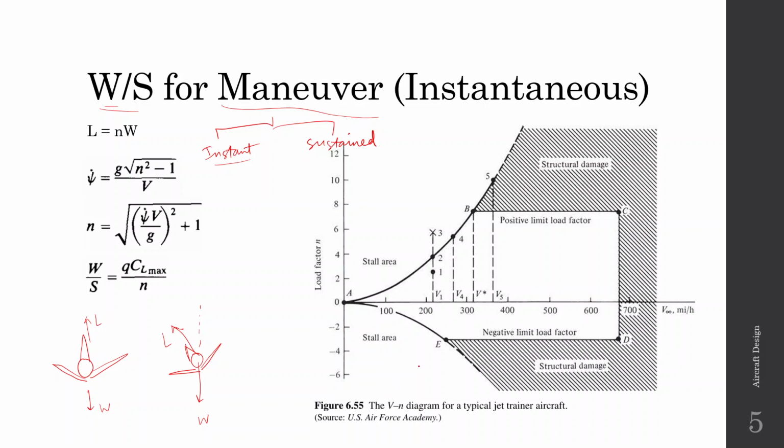Here this diagram is called a VN diagram, and you have learned about this in the performance course. On the y-axis you have the load factor N, and on the x-axis you have the velocity V. This solid line over here shows the maximum possible turn rate at any specified velocity. Okay, sorry, not the turn rate, the maximum possible load factor at any possible velocity. Now you will see that at any velocity, let us say 100 miles per hour, above a certain load factor, the aircraft cannot fly, because this area indicates stall, so the aircraft is unable to produce a higher load factor. Okay, so this area is not suitable for flying.